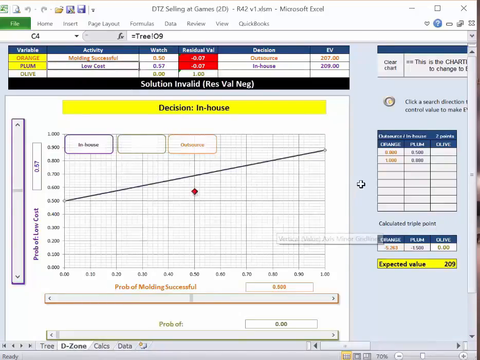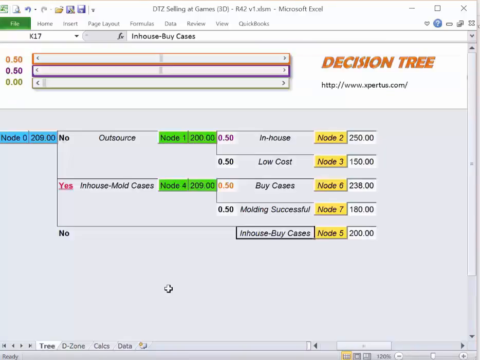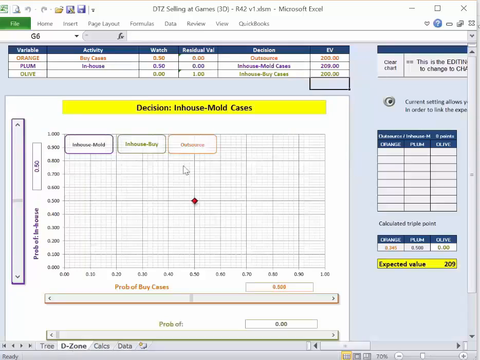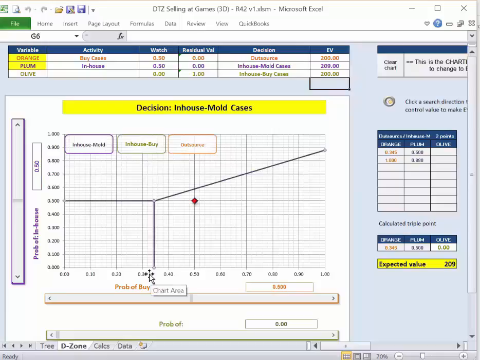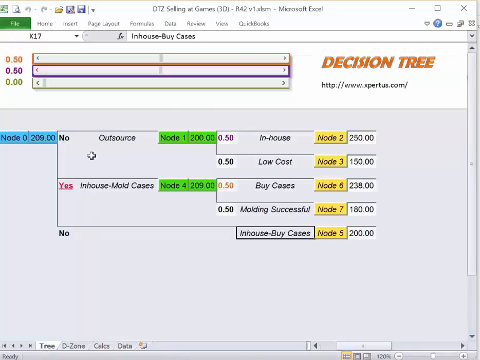We will now show you how to design it properly. Here we have the same problem, but this time we have removed the decision node and replaced it with a third leg. In-house, mold cases, in-house, buy cases. Let's take a look at the zone maps. So this time you can see you have the three options: clear chart, plot. Now you can see three zones because we had three options: outsource, in-house mold, and in-house buy.